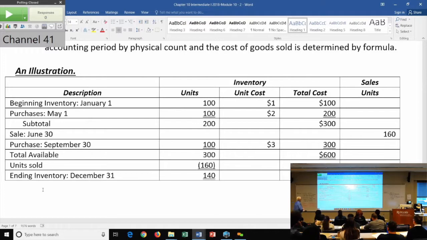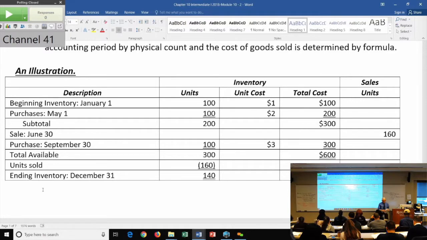Here's a company that's got a beginning inventory of 100 units at $1. They buy another 100 units at $2. That gives them a 200 unit inventory at $300. They then sell on June 30th, 160 units. We don't need the selling price right now. They buy another 100 units at $3, and total available was 300. They sold 160, so the ending inventory is going to be 140.